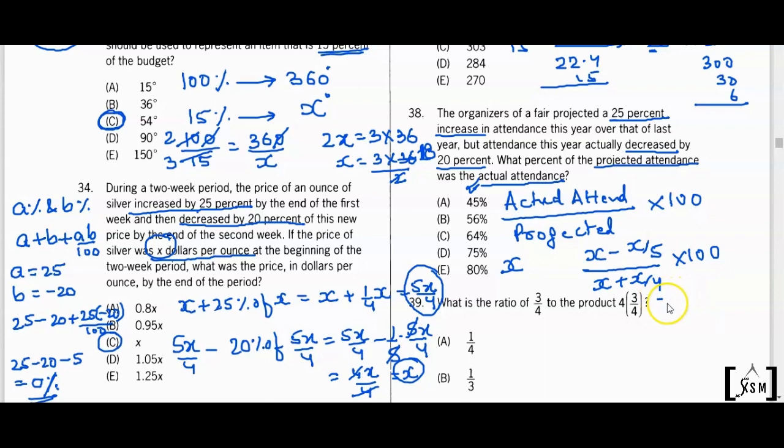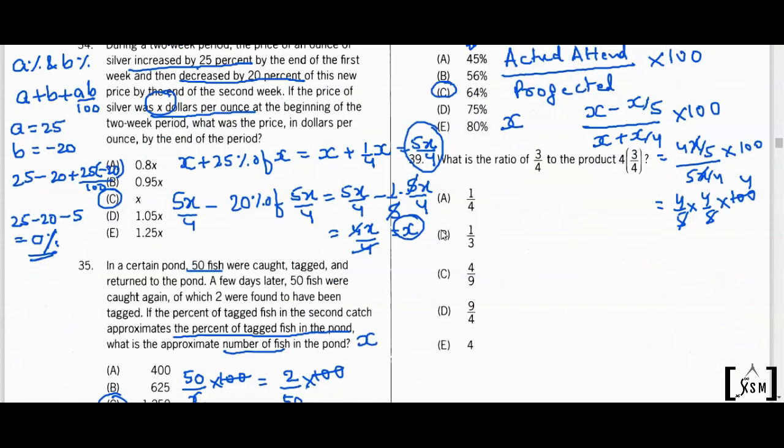So we'll solve that now. Numerator will be 4x over 5 divided by denominator 5x over 4, times 100. X got cancelled. So we got 4 over 5 times 4 over 5, the 5 over 4 becomes its reciprocal, and times 100, right? While simplifying we'll get 64%. Hope it is clear, guys. Let's solve question number 39.